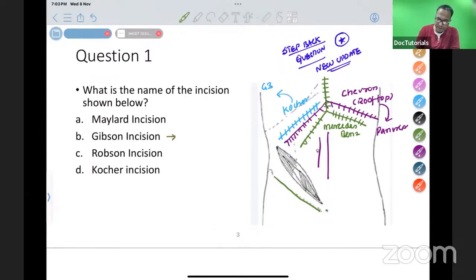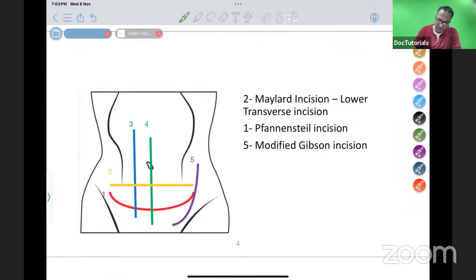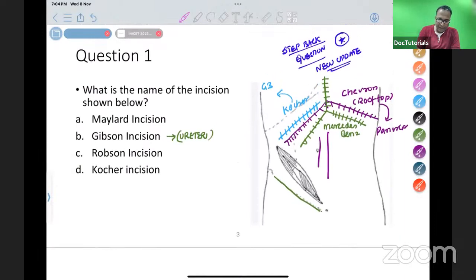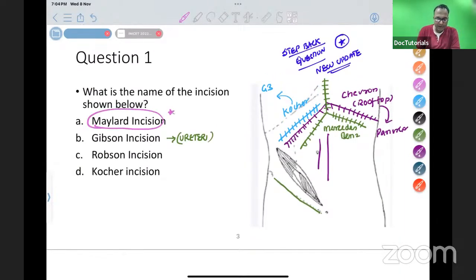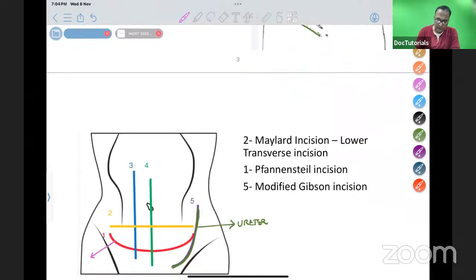Gibson incision is mainly used to approach the ureter. Actually nobody is now using Gibson incision. We are all now using this modified Gibson incision, slightly curved incision like this, mainly used for ureter approach. Please don't forget. And number 1 is Pfannenstiel, and this is Gibson incision. I request you to please remember the new incision updated this exam. There is one other question known as Maylard incision. So this question can come for next year. It is a transverse incision in the lower abdominal wall.